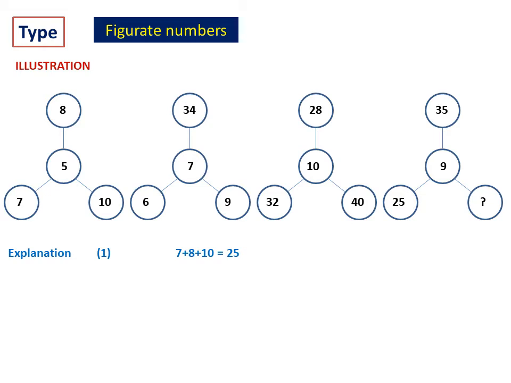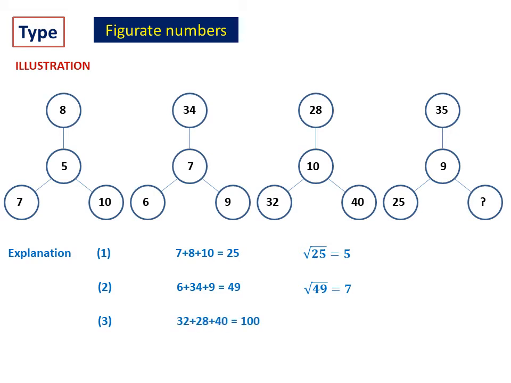Say the first one you see, if you take outer numbers 7 plus 8 plus 10, it is 25, and then square root of 25 is 5. That means center number 5 is square root of sum of the outer numbers. Now you check whether it is correct or not. Second one, so 6 plus 34 plus 9 is 49. Square root of 49 is 7. You can see in the second diagram 7 is in the center circle. Now you can check the third one also.